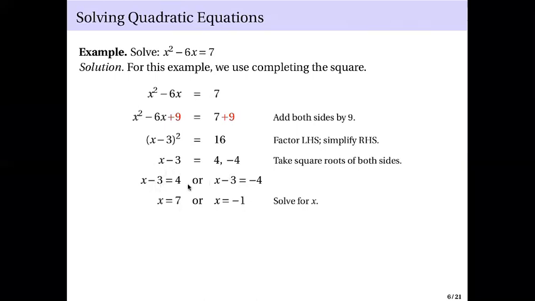So we put this on the other side, that becomes plus 3. So 4 plus 3, that's 7. While on this side, we put this 3 on the other side, it becomes plus 3 again. So you have minus 4 plus 3, that's equal to negative 1. Okay, so we have these two solutions for the equation x squared minus 6x equals 7.